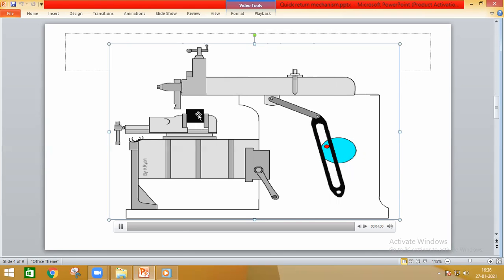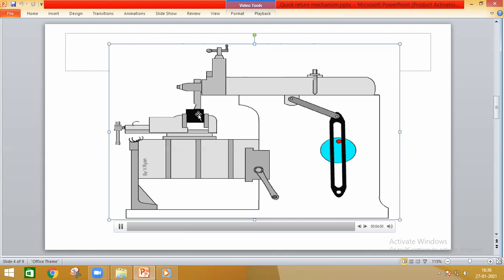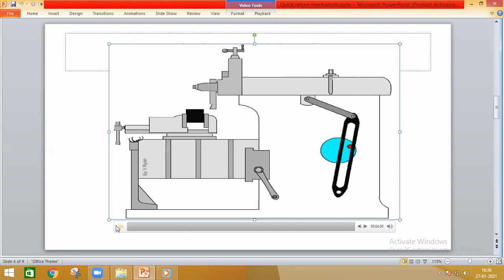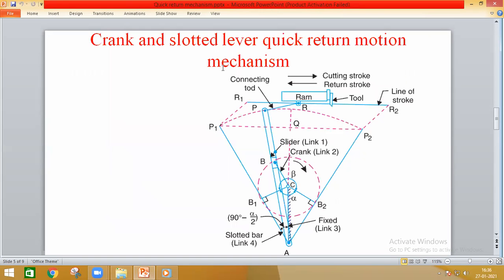So if we reduce the return stroke time, then we can increase the production rate. That is the idea behind this mechanism.